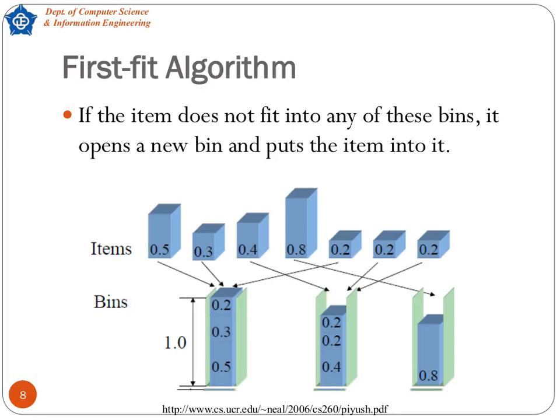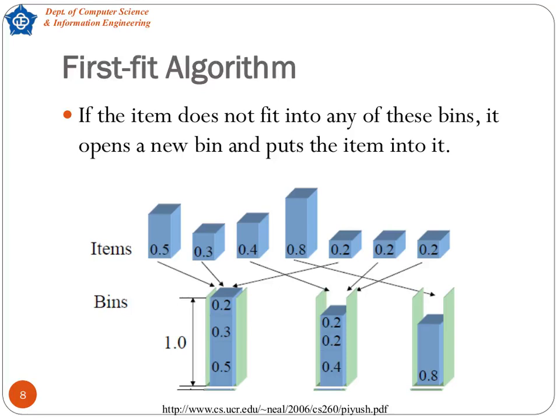4. Then, the 0.8 item comes along. It doesn't fit in bin 1, 0.8 plus 0.8 is too large, nor does it fit in bin 2, 0.4 plus 0.8 is also too large. Therefore, a third new bin 3 is created specifically for it. Bin 1: 0.5, 0.3. Bin 2: 0.4. Bin 3: 0.8.